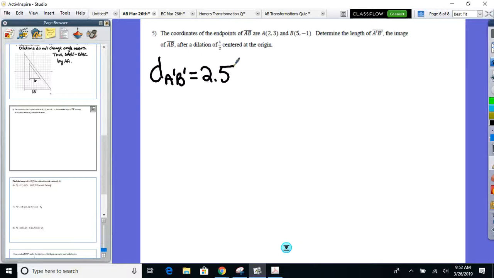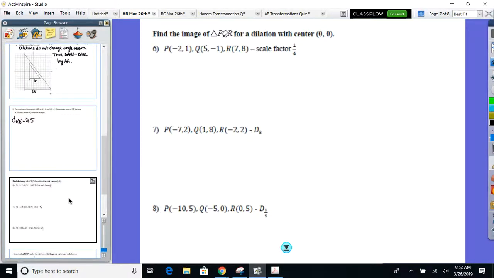All right, I'll give you another minute to go ahead. 6, 7, and 8. We are dilating around the center, the origin, so you can multiply by the scale factor. So give me all the new coordinates now. And then we have to learn how to use our compass to dilate.